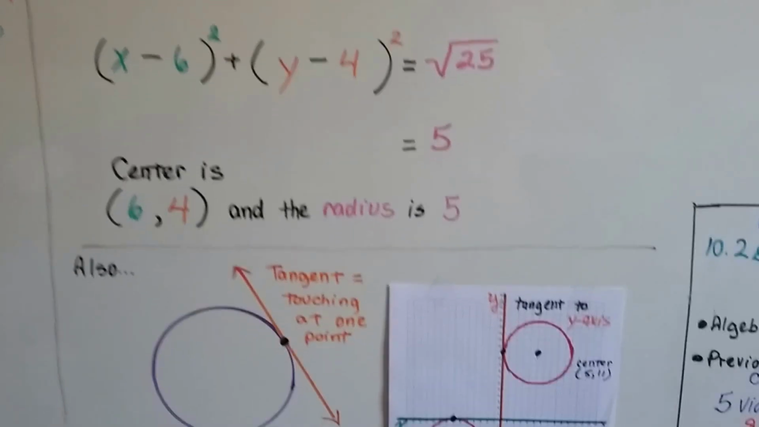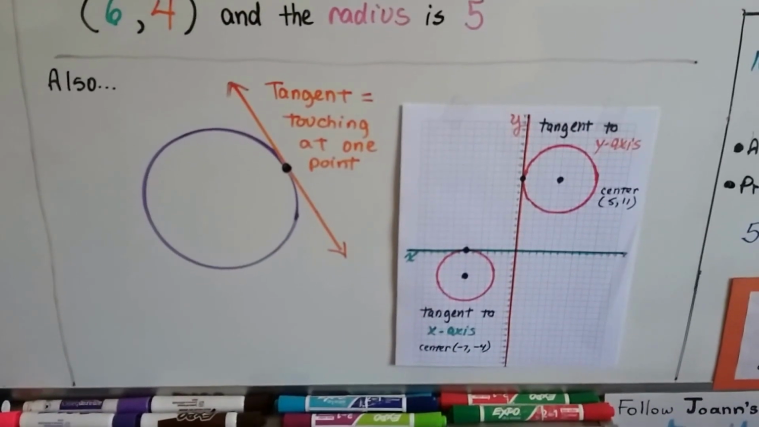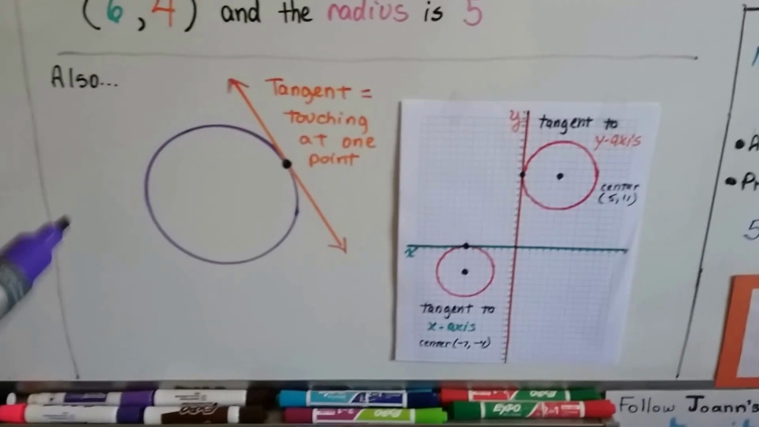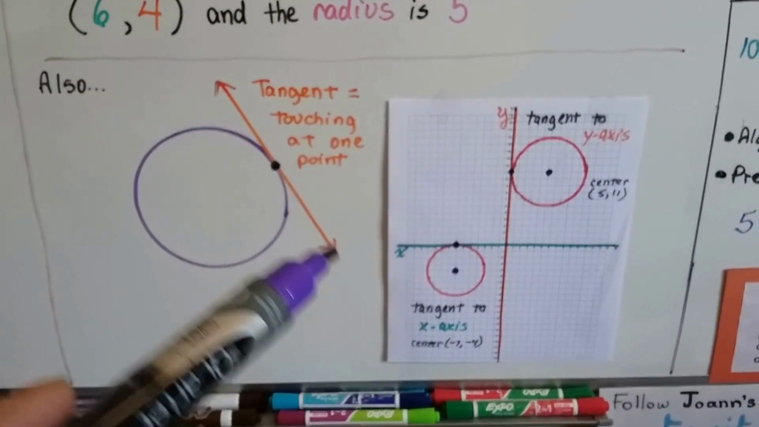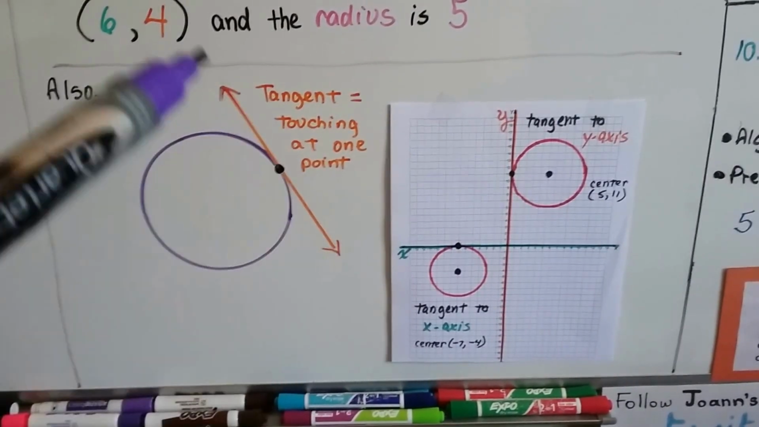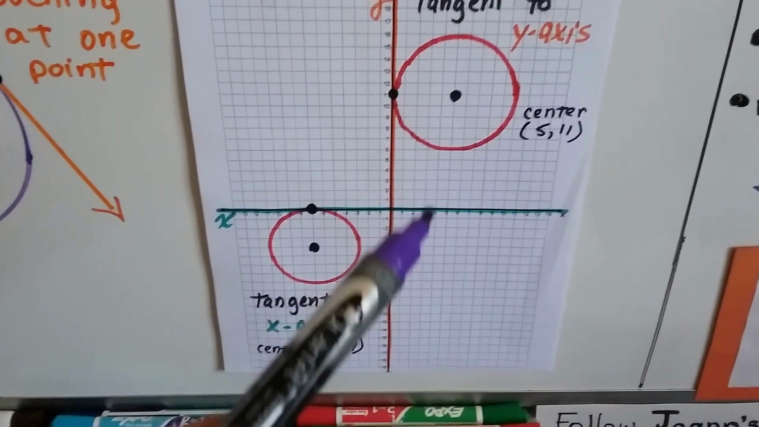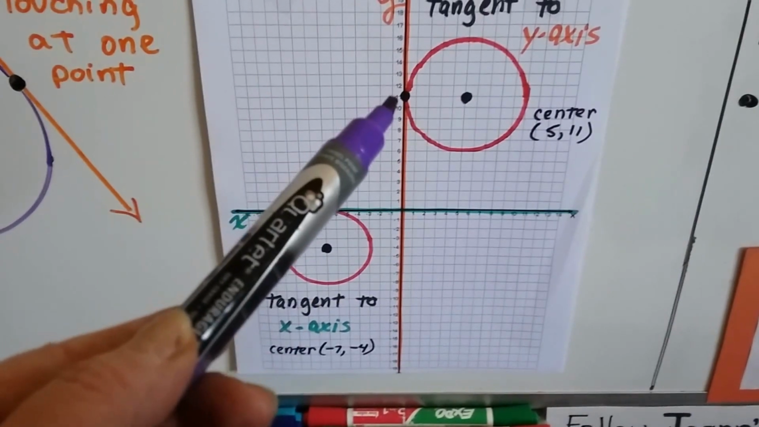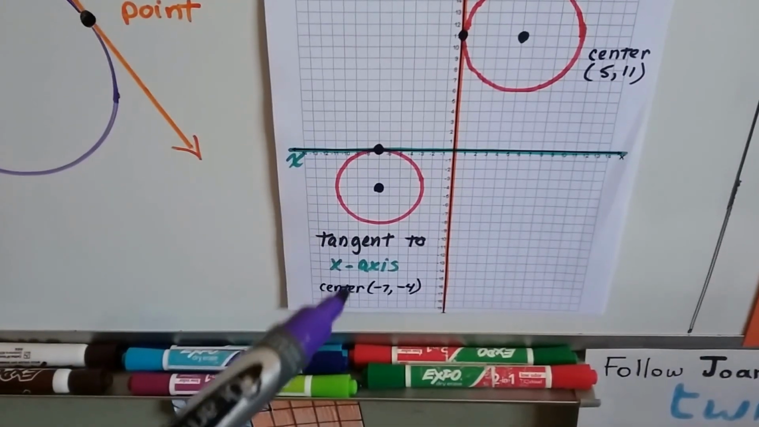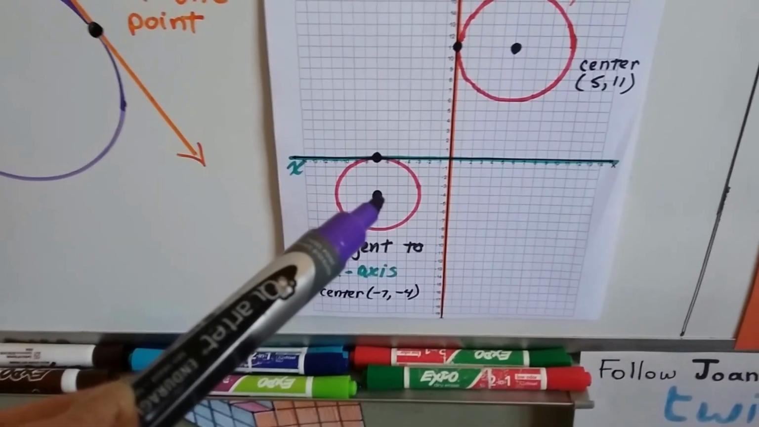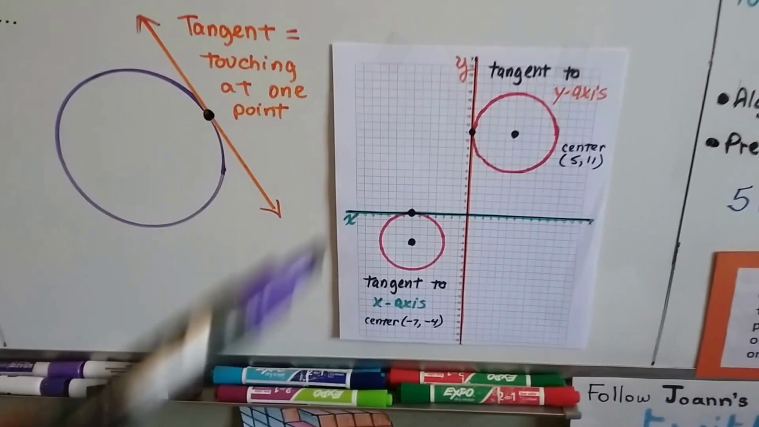Now, I also want to point out, because it's in the homework, it says to find a circle with a certain center tangent to the y-axis or tangent to the x-axis. I wanted to remind you, we talked about this in middle school. Tangent means it's touching at one point. So here's a tangent line to this circle. It's touching it at this one point. So if it's tangent to the y-axis, here we've got a center of 5 for x and 11 for y, and it's tangent to the y-axis. It's touching it at that one point. This one's tangent to the x-axis. Its center is at (-7, -4). And it's touching the x-axis at that one point, so it's tangent. Okay? So if you come across that, you'll know what they're talking about.